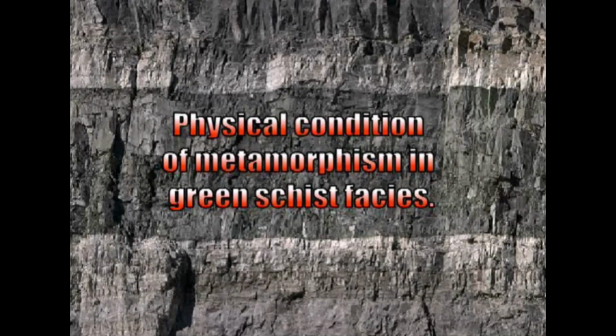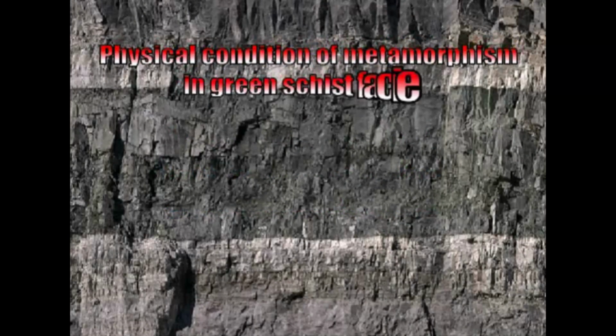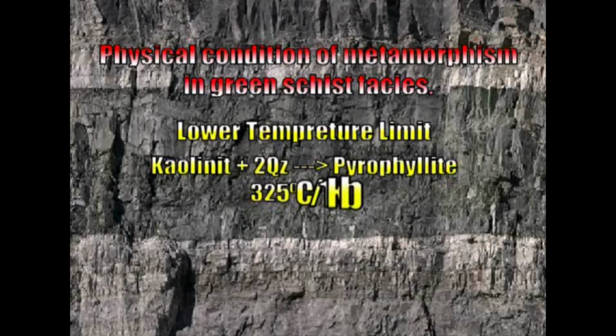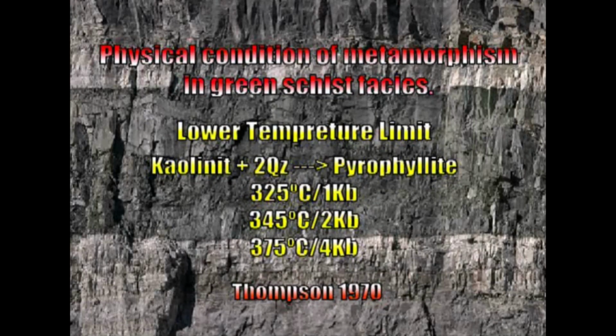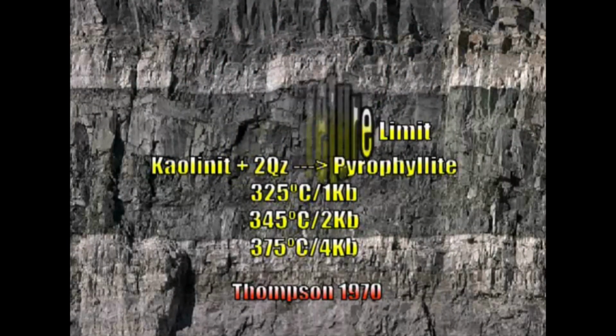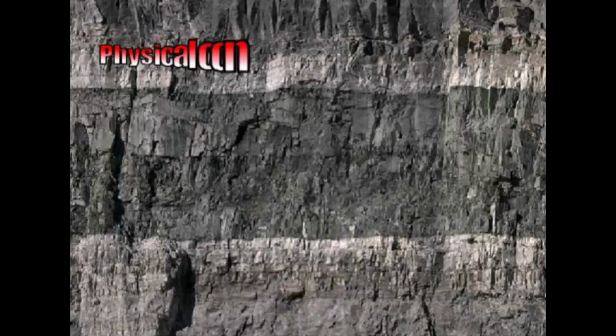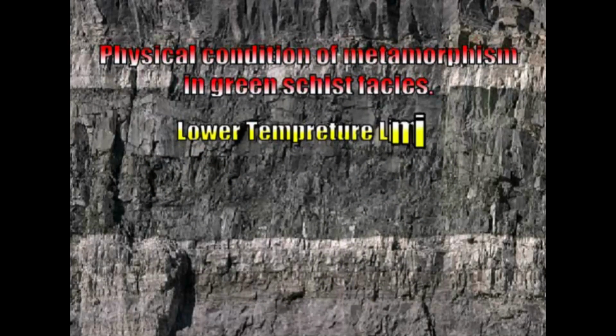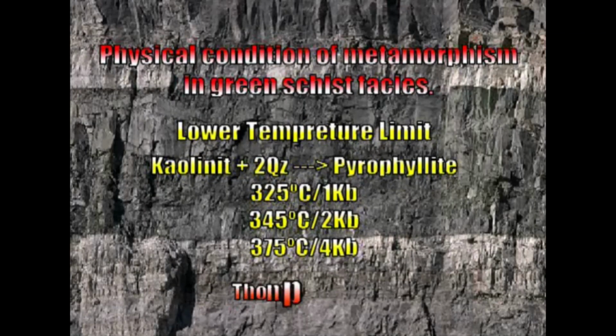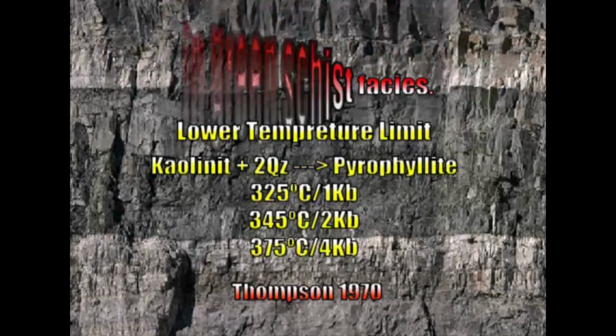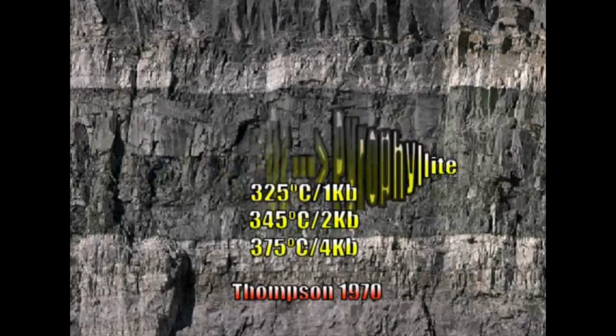The lower temperature limit. The lower temperature limit during greenschist facies is recognized by the decomposition of pyrophyllite. The reactions are as follows. Kaolinite plus quartz give rise to pyrophyllite. The reaction was observed by Thompson in 1970 at 325 degrees centigrade 1 kilobar, 375 degrees centigrade 4 kilobar and 345 degrees centigrade 2 kilobar.